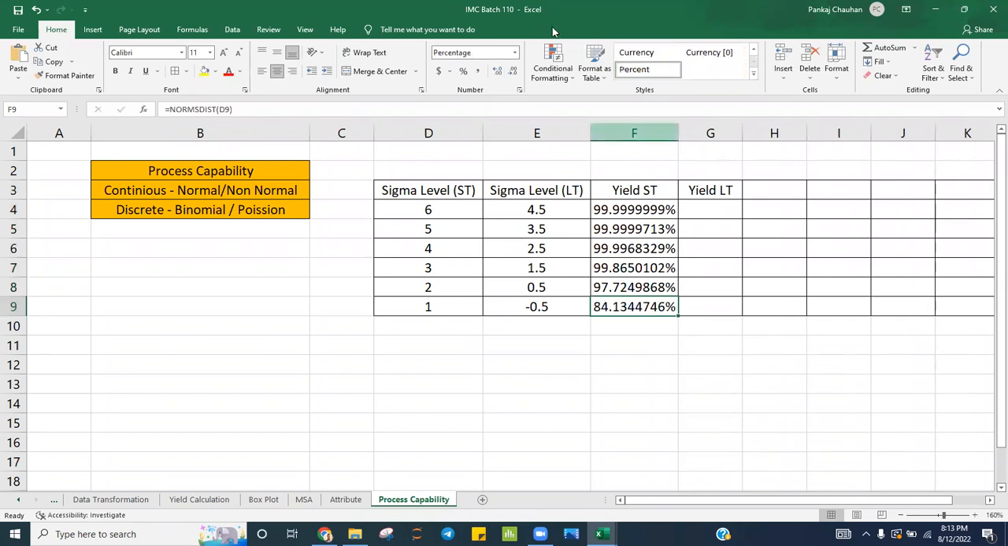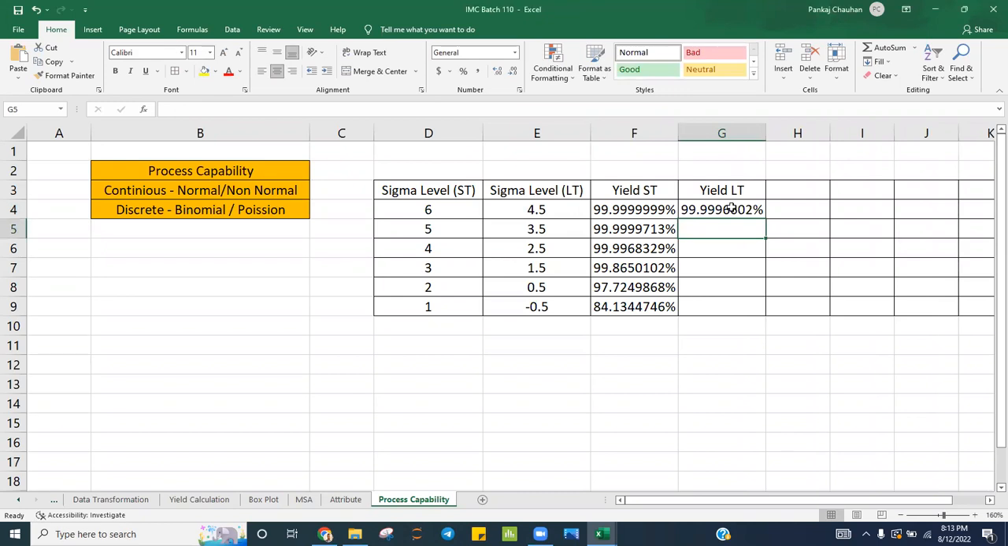Okay, 1 second. Okay. Now, in a similar way, we convert the yield into the long term. Like 4.5, if you use the formula, you will get the yield here as well, which is 99.9997%.